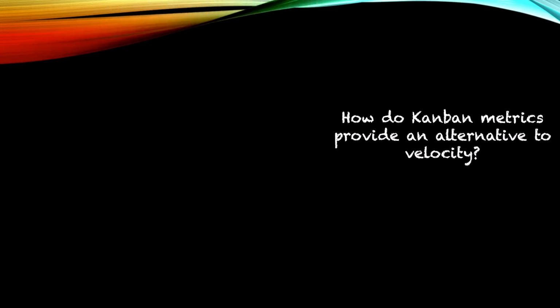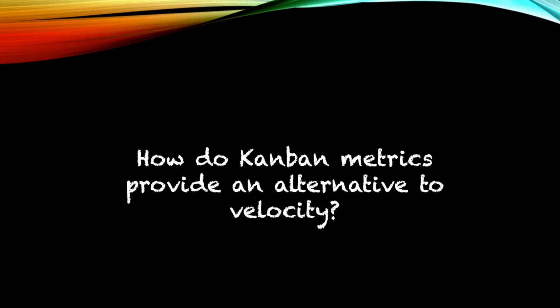At this point, with the focus of this presentation being an alternative to velocity in Scrum, you're probably wondering how Kanban metrics make the use of velocity unnecessary. The answer is a combination of cycle time and throughput.